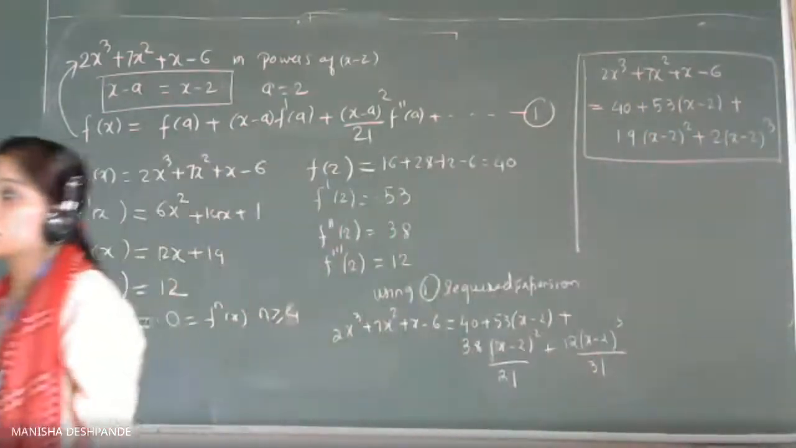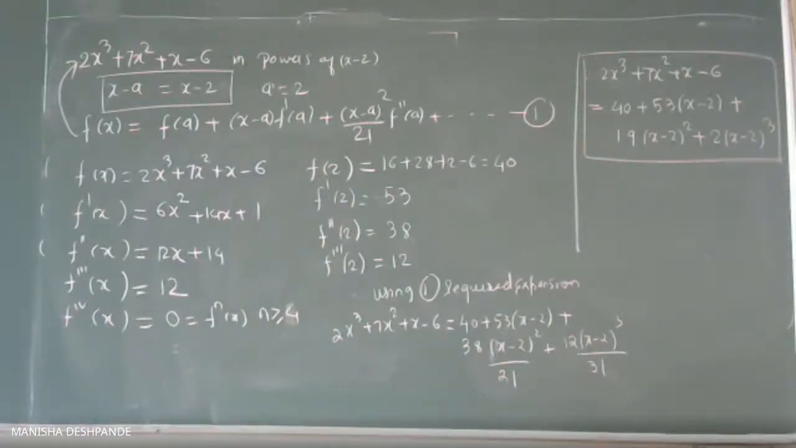If this theorem was not there, you would have to keep on trying, trial and error. And how much time will it take? Indefinitely, you don't know. But this will give you the correct answer within 2 to 3 minutes. So these questions are asked: what is the coefficient of x minus 2 in the expansion? What is the coefficient of x minus 2 square? What is the coefficient of x minus 2 cube? Or they'll ask you directly the answer: the expansion of this function in powers of x minus 2 is 40 plus 53 plus 19 and plus 2.